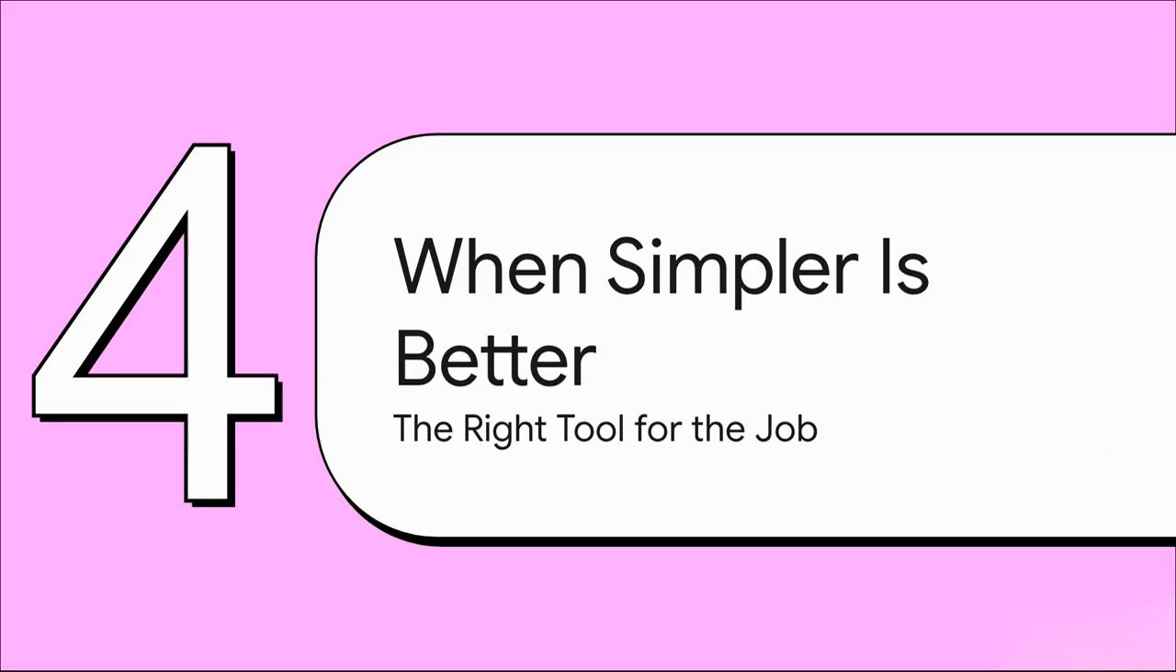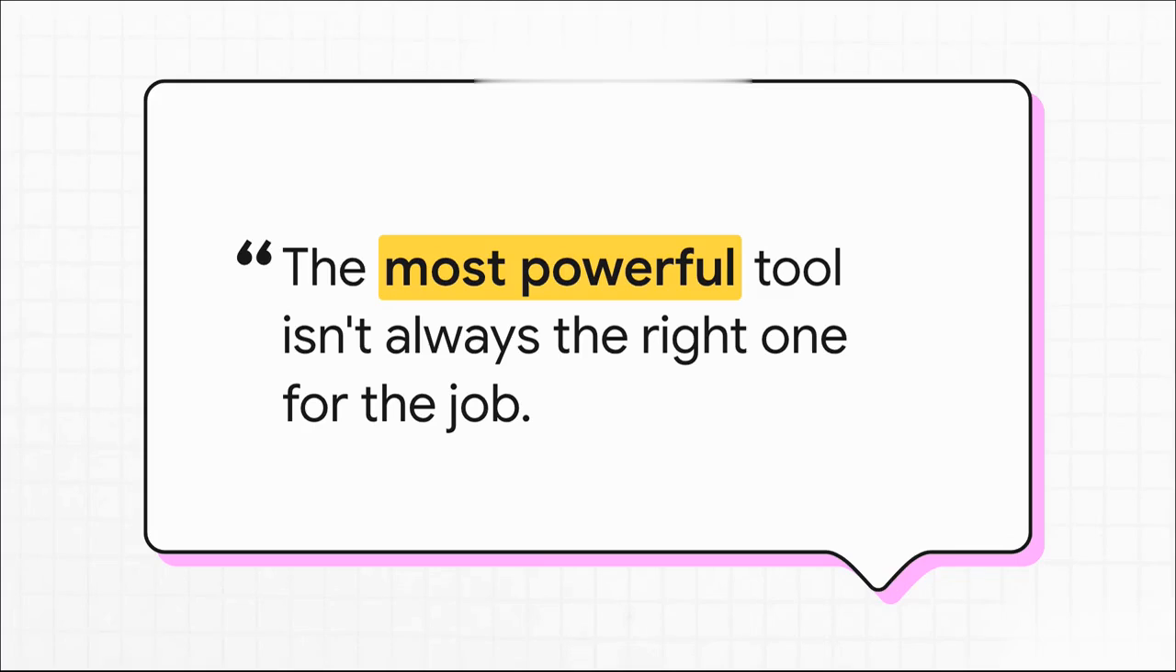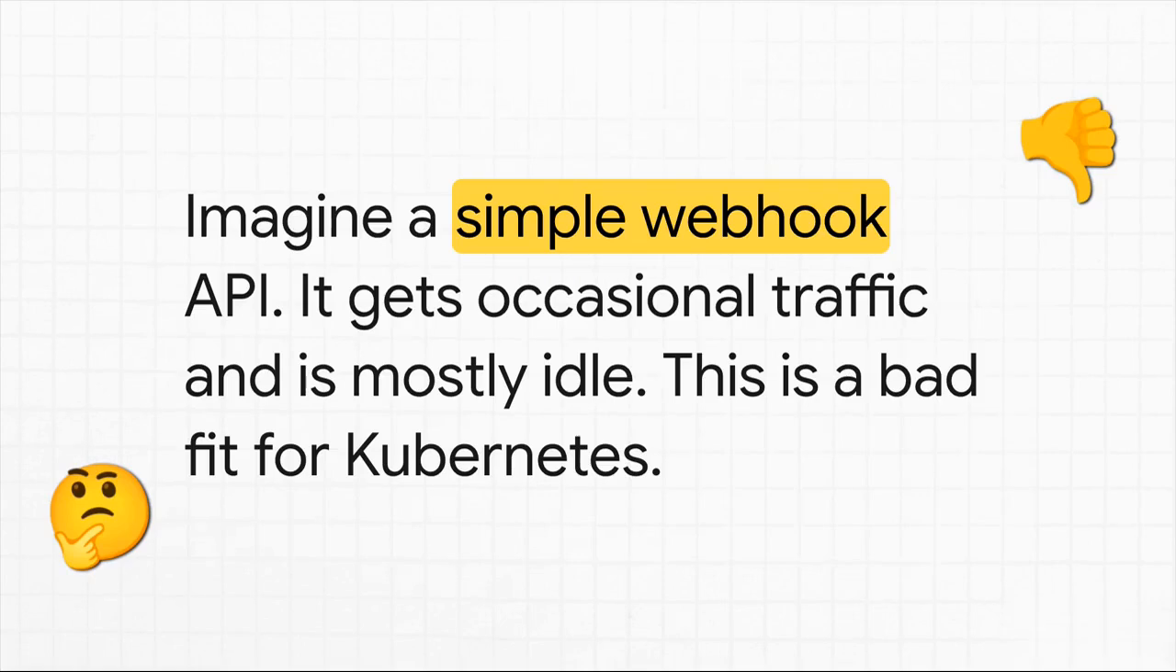We've talked a lot about the power of Kubernetes, right? But a great architect knows that the most powerful tool isn't always the right one. So let's explore our final section here, when simpler is better. This is a principle that every single architect should have tattooed on their brains, seriously. Using Kubernetes for a simple little task is like, well, it's like using a sledgehammer to crack a nut. Sure, it'll get the job done, but you're going to create a huge mess and a ton of unnecessary overhead in the process.